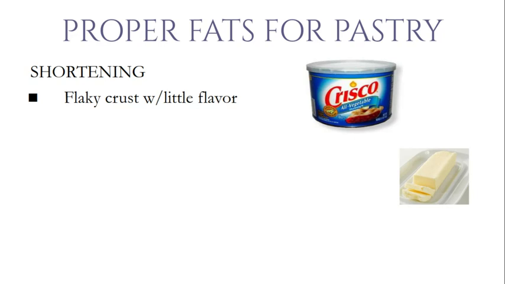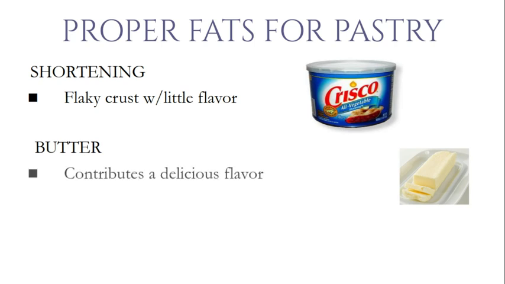Shortening is most often used because shortening has a higher melting point, which means you can work with the dough a little bit longer without melting those chunks of fat into it and then losing the flakiness that comes from cutting in the fat source with your dry ingredients. So shortening is used often because it has a higher melting point, which means you can work with it a little bit longer before having that shortening melt in your dough and then lose those flaky layers.